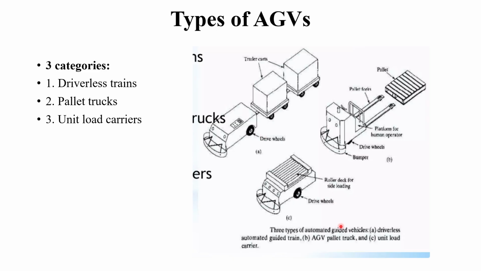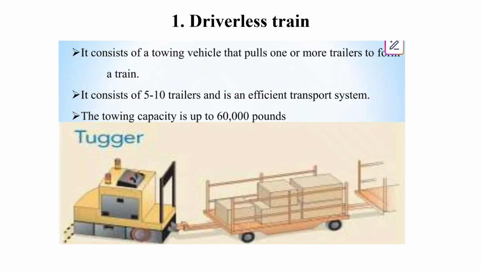And the second one is the AGV pallet truck. Here you can load and unload the pallets inside the truck. This is also a second type of AGV. And the last one is a unit load carrier, so it is going to have a single load, with a roller deck for side loading. This is also another type of AGV.